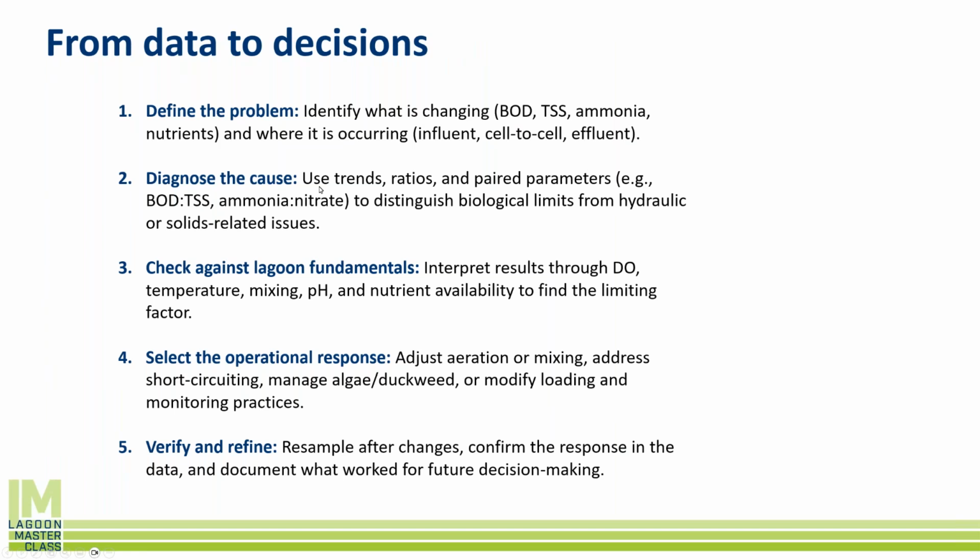Look at the cause. So look at those ratios. Look at the TSS to BOD ratio. Look at our nitrification and ammonia parameters, our little matrix there. And you can start to figure out what biological problems might be occurring, what hydraulic issues might be going on, what kind of solids related issues like turnover, algae, or duckweed might be happening. Check the lagoon fundamentals. Look at our results. Look at the DO, the temperature, the mixing, our pHs. Look at our nutrients in those cells and try to figure out which one of those factors is limiting.